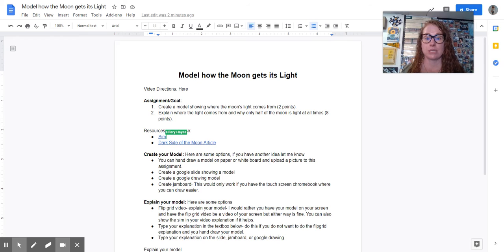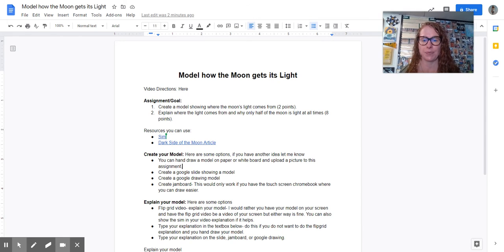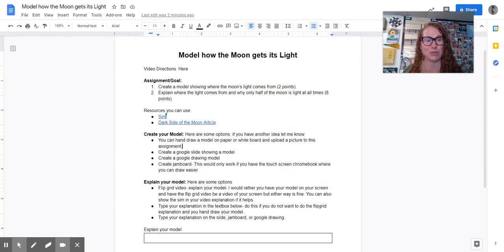Some resources that might help you: going back to the sim, and I linked the sim here. And then there's an article about it here. It's real short, so if you just need somewhere to look to get ideas for what to say in your explanation, it might be a good place to start. Okay, so I like to give you options.